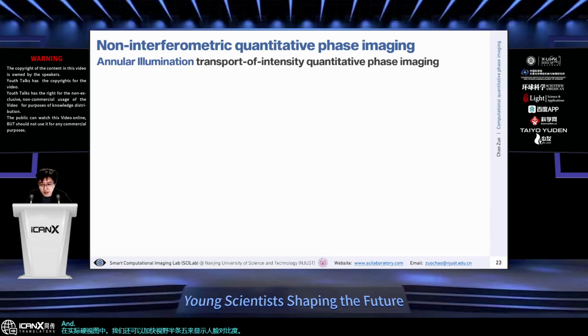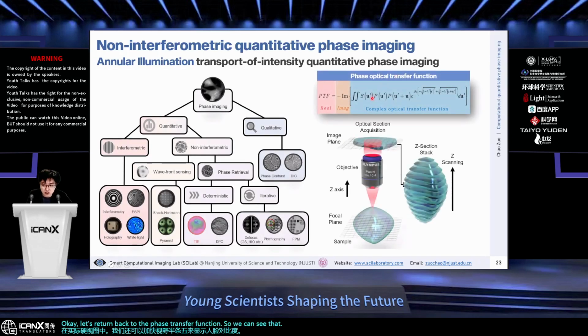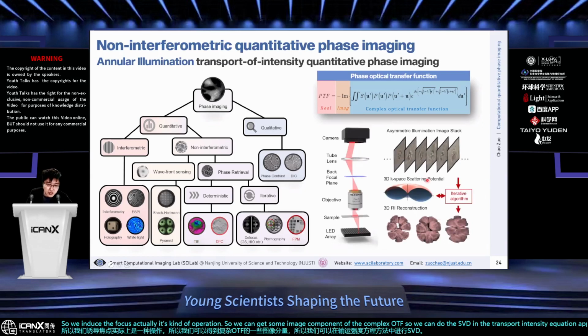Okay, let's return to the phase transfer function. We can see that for a perfect imaging system, the OTF is always real. So we can only see absorption contrast. There's no phase contrast. So we induce defocus. Actually, it's a kind of aberration. So we can get some imaginary component of the complex OTF, as we did in the transport of intensity equation approach. But besides defocusing, we can also break the symmetry in the optical system. It's another way to produce phase contrast.